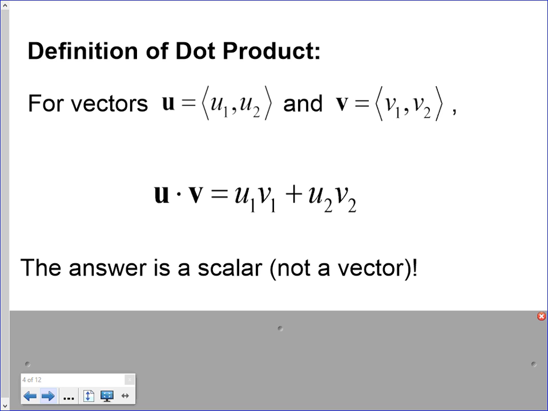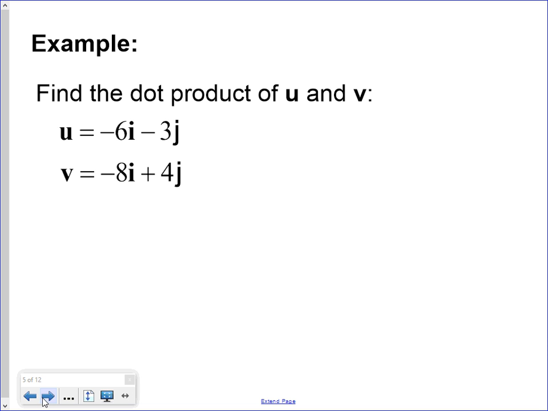Now we'll look at an example, and again, the nice thing about this is if you can recognize in the directions that it's asking for a dot product, it is not necessarily challenging math. It's pretty easy. So we want to find the dot product for these two vectors. Now your vectors can be written in component form with the angled brackets and the comma. It can also be written in linear combination form. So I want you to feel more comfortable with both forms. And you can go in and out of forms if you want, but my hope would be you'd be comfortable using either set. So we have u is negative 6i minus 3j, and v is negative 8i plus 4j.